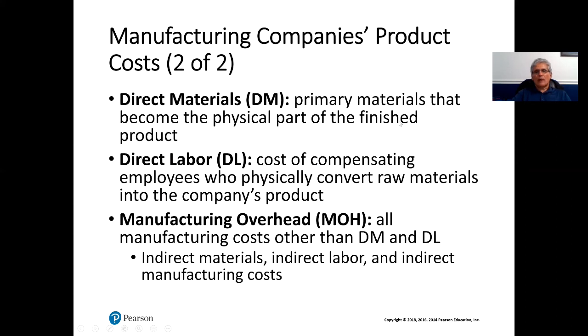Direct materials: primary materials that become the physical part of the finished product. Direct labor: the cost of compensating employees who physically convert raw materials into the company's product. And manufacturing overhead: all the manufacturing costs other than direct materials and direct labor. More specifically, we're talking about indirect materials, indirect labor, and indirect manufacturing costs.